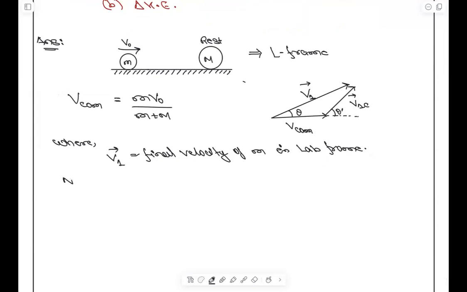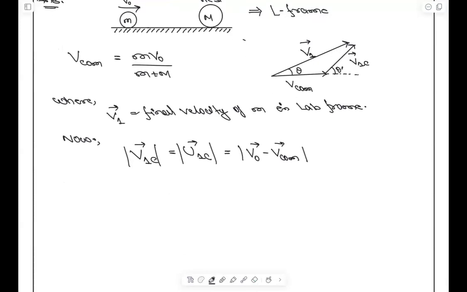Now, one more thing we know, that things will become easier. That V1C is equal to U1C. With respect to center of mass, we know that their velocities are not changing. So, just writing the magnitude, what you can write here? What is U1C? U1C is V naught minus V COM. V naught minus V COM, right? Now with this triangle, use this triangle. What you can write here?